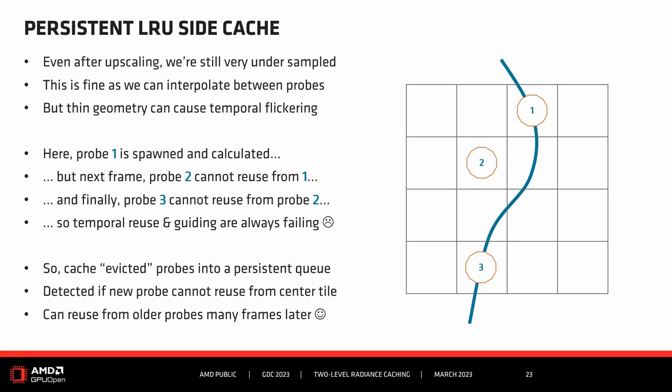LRU standing for least recently used. And we detect eviction when a new probe cannot reuse from its center tile. In such cases, we push it out to the queue in a way that we can reuse from all the probes many frames later, an arbitrary number of frames later, actually.